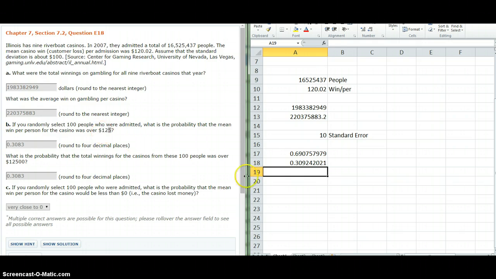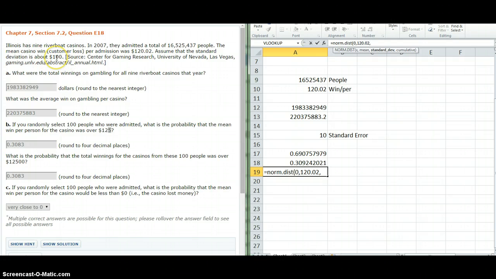Okay. Now just for kicks here, let's go to the normal distribution again. Let's look at what the chance would be that the casino does lose money. So let's look at 0, in other words, the break-even point between the casino and the person. And we still have the same mean, 120.02. But here, because we're just looking for any given person, what's the chance that they can beat the casino?